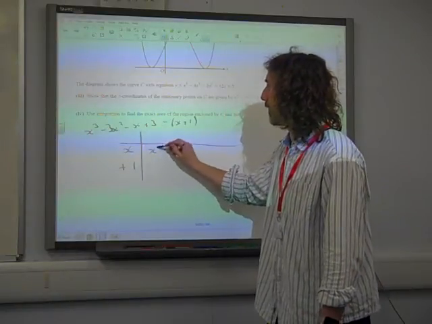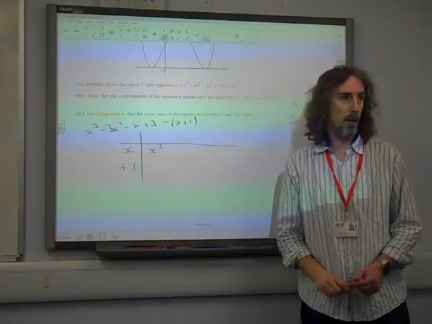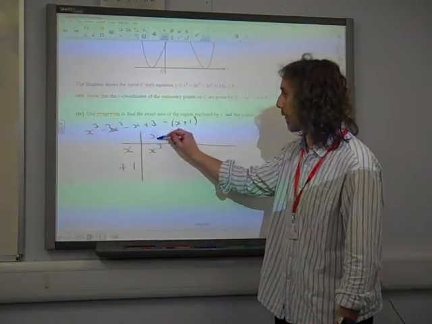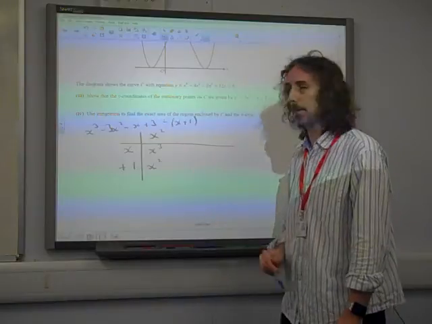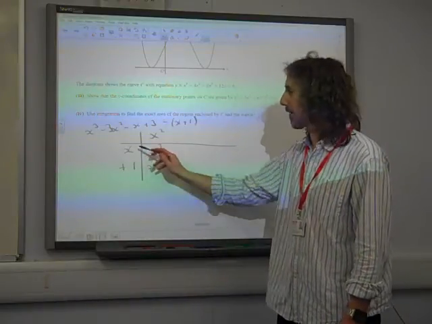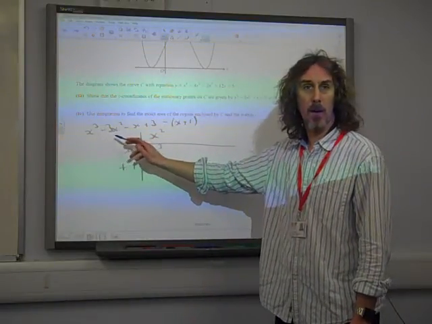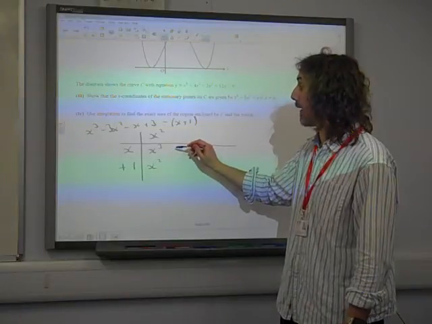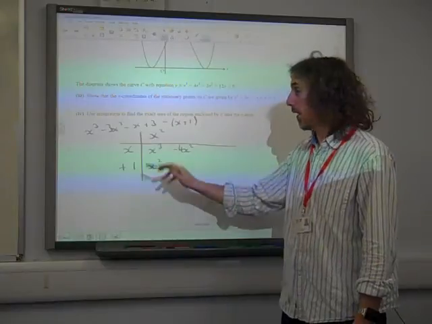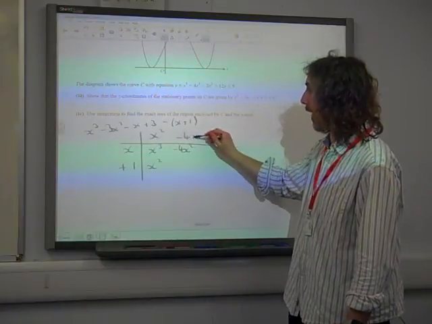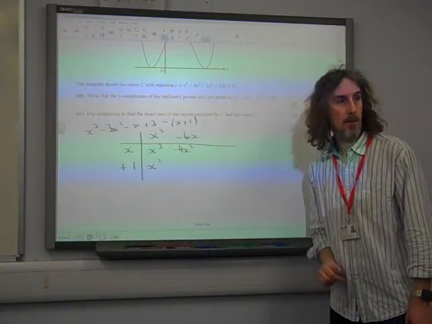Okay, so that needs to be an x cubed. What do I multiply x by to get x cubed? It's x squared, which would give me a plus 1x squared down there. I'm supposed to have minus 3x squared though, so I'm going to have to take away another 4 down there. x times minus 4x gives me minus 4x squared.